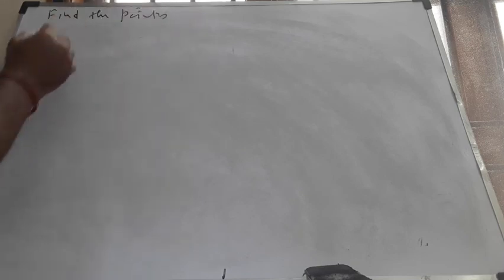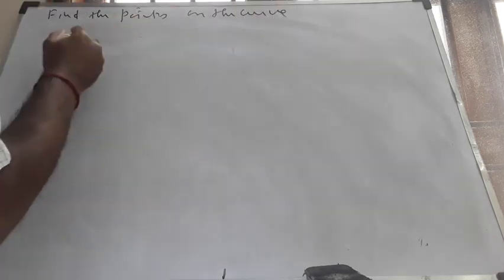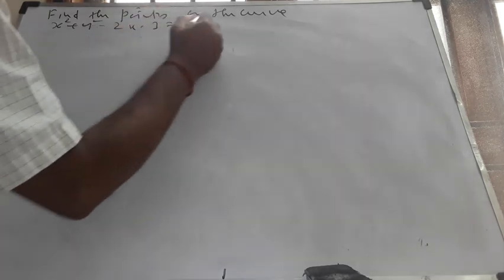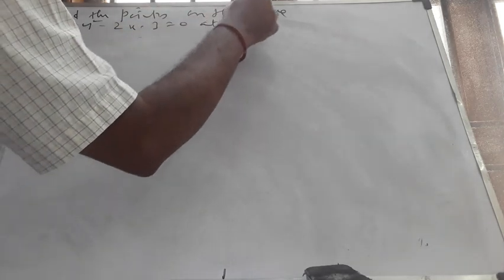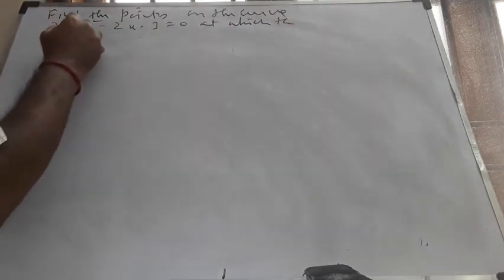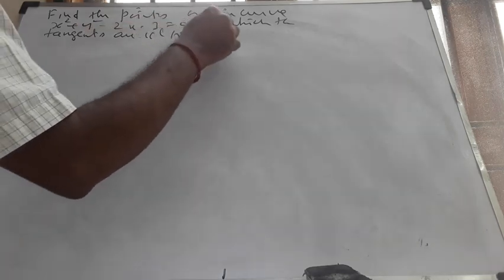We'll do one more problem. Find the points on the curve x square plus y square minus 2x minus 3 is equal to 0, at which the tangents are parallel to x-axis.